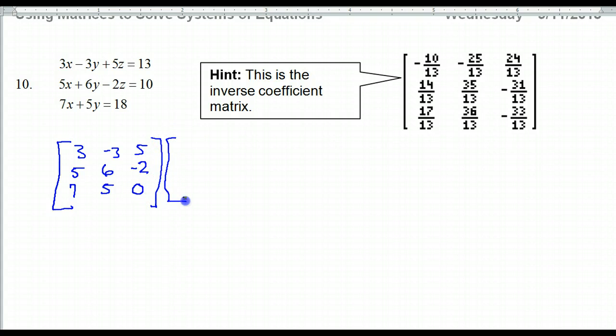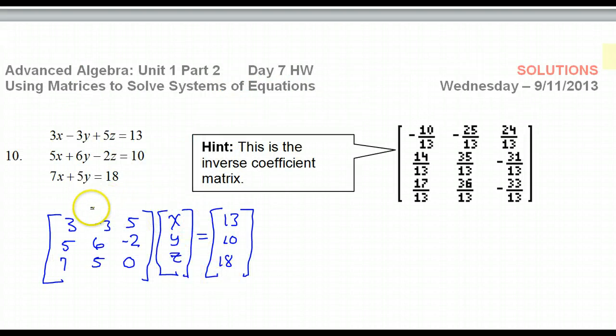And okay, fine, the variable matrix. Now we'll have 3 variables, X, Y, and Z. And finally the constant matrix, which will be 13, 10, and 18. Alright, and once again we will call this matrix A, the coefficient matrix, and this will be matrix X for the variables, and we'll use matrix B for the constant matrix.